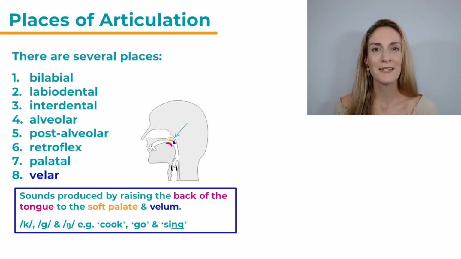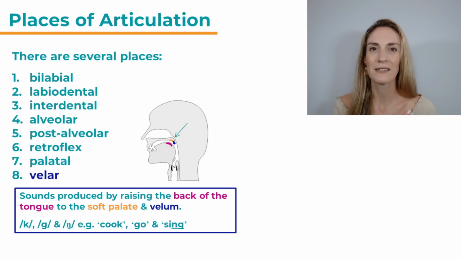And so we raise the back of the tongue towards the soft palate and velum part, really at the back of our mouth. And so we have quite a few sounds here. We've got k, k. And again, say it and just pay attention to the tongue movement. K and g. Personally, I find this is the most obvious one, g.